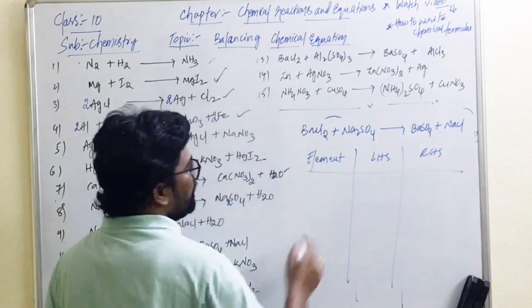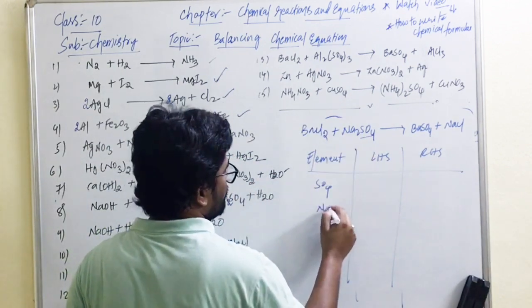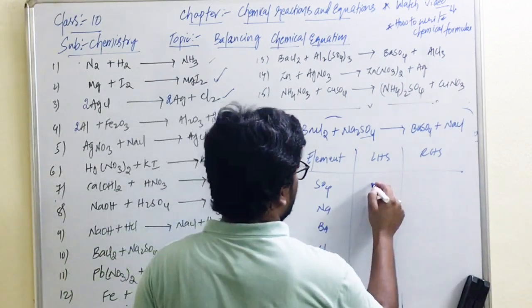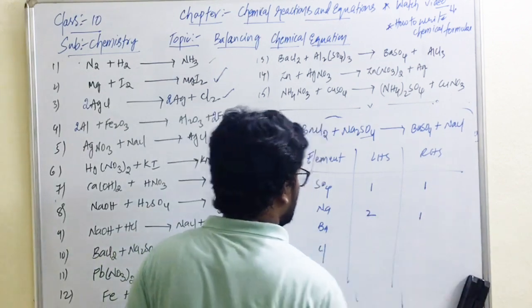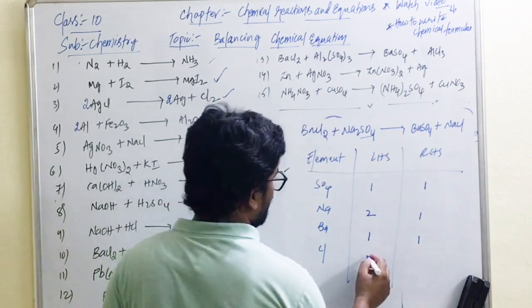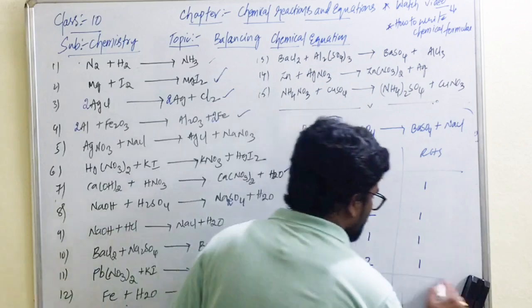Now what are the elements that are present? Polyatomic ion sulfate, then metals, sodium and barium, and chlorine, a non-metal. So sulfate: 1 on the left hand side, 1 on the right hand side. Sodium: 2 on the left hand side, 1 on the right hand side. Barium: 1 on the left hand side, 1 on the right hand side. Chlorine: 2 on the left hand side, 1 on the right hand side. So let us balance one by one.